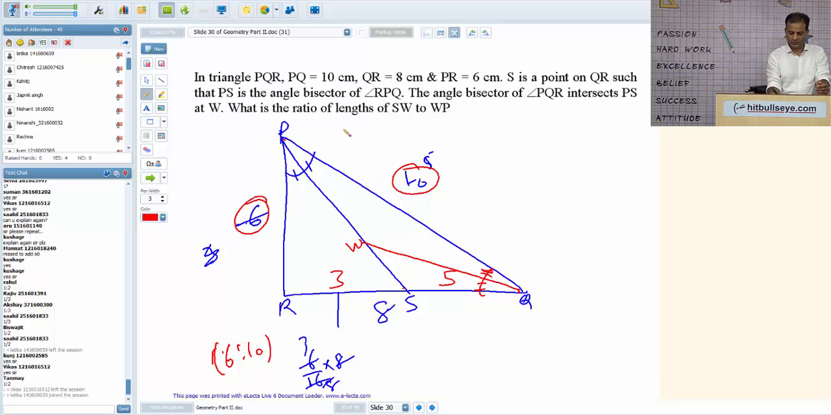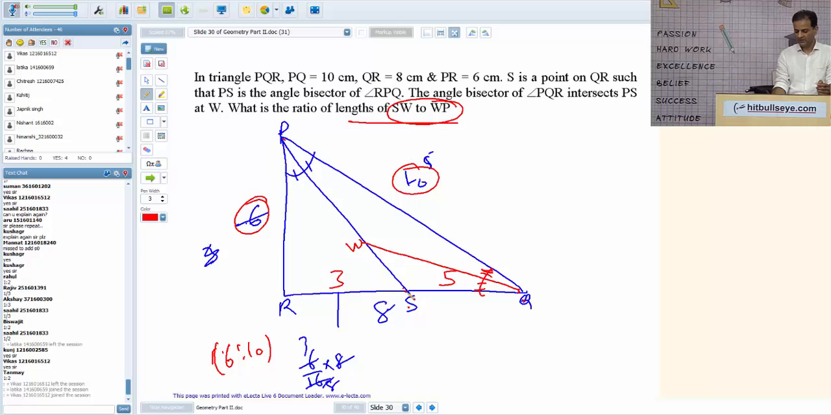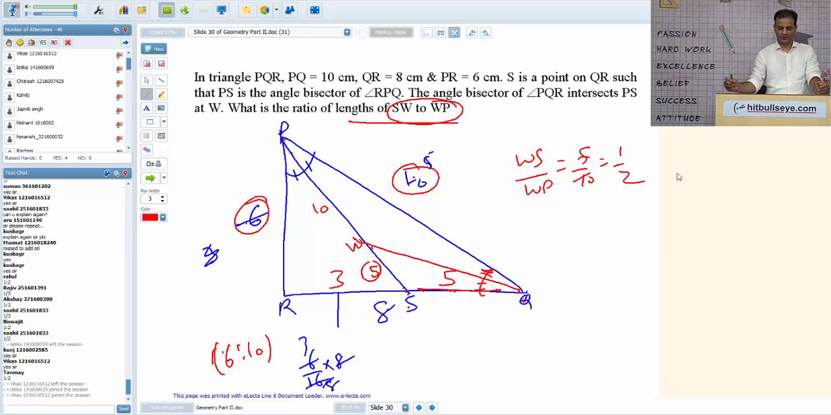That means the ratio of the length of SW. PS is not given, but he is asking for the ratio of SW to WP. Can we say for this triangle PSQ, WS to WP will be divided in 5/10. This portion will be 5 and this portion will be 10, because this is 5 and this is 10. So the answer WS to WP is 5/10, which will be 1/2.